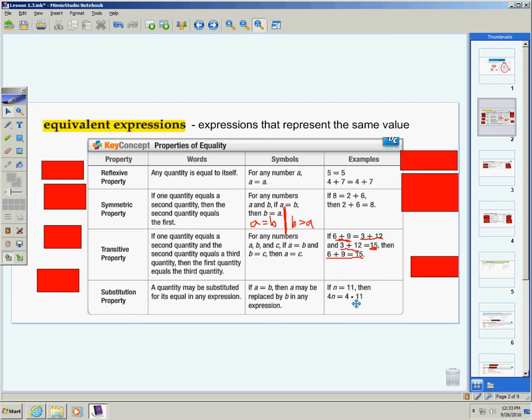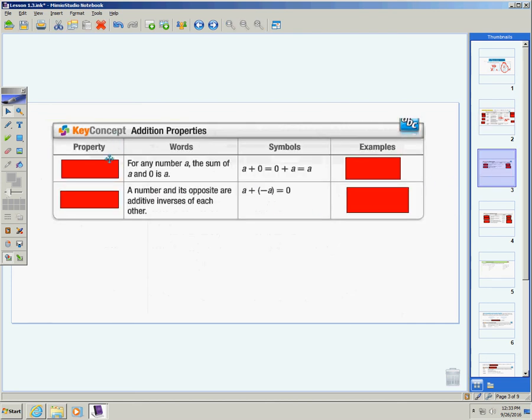We've got some addition properties. We've got the additive identity. Whenever you see a property as identity, it means nothing is changing. The identity is staying the same. And that says the sum of any number and 0 is just that number. So anything plus 0 is itself. So like 2 plus 0 is 2, 0 plus 2 is 2.